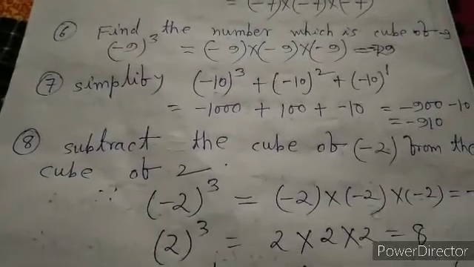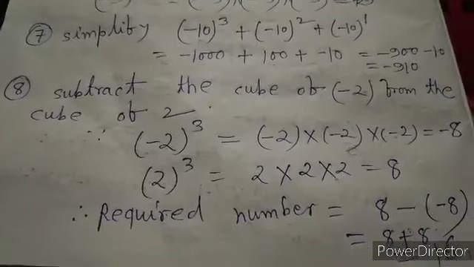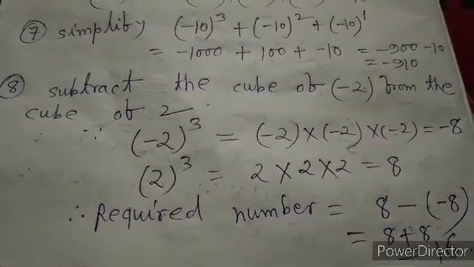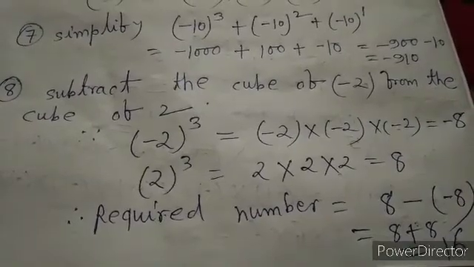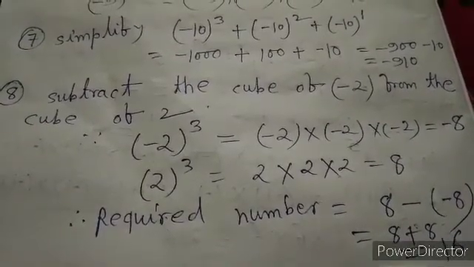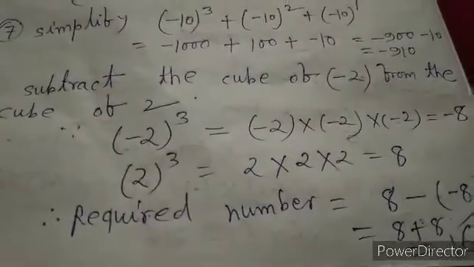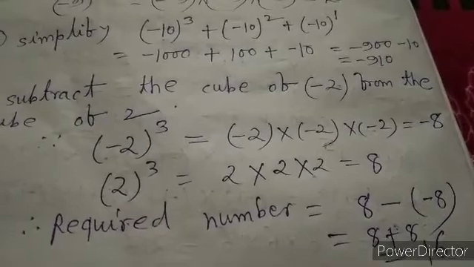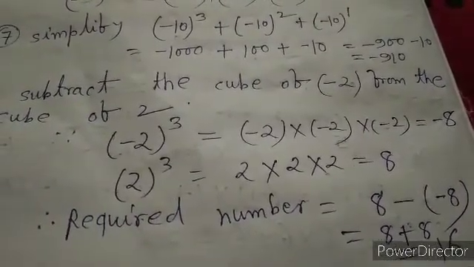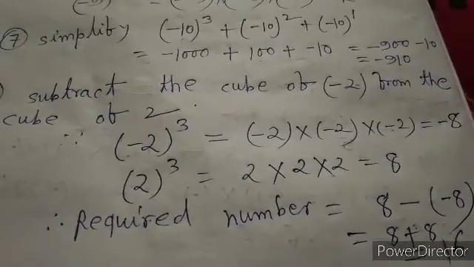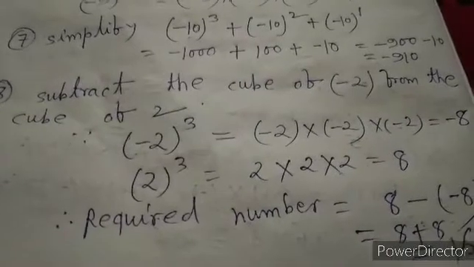Question number 8, subtract the cube of minus 2 from the cube of 2. Since minus 2 cube is equal to minus 2 into minus 2 into minus 2, which is equal to minus 8, and 2 cube is equal to 8. Here we observe that the value is the same but there is a difference of sign. In minus 2 whole cube, minus is multiplied 3 times, so its sign is negative, and in 2 whole cube, 2 is multiplied 3 times, so it is positive.